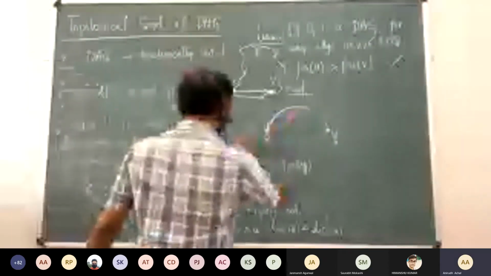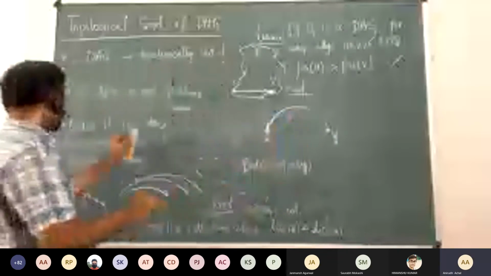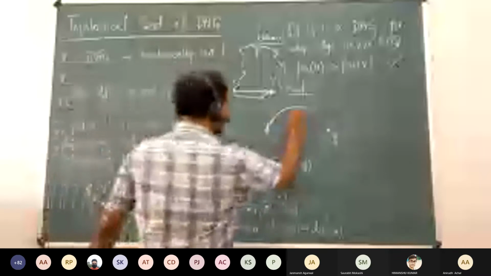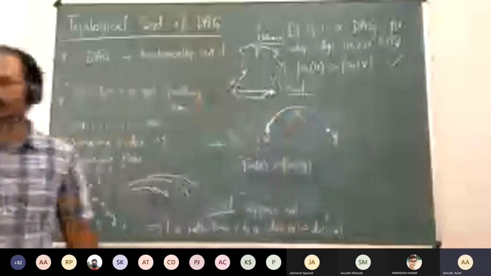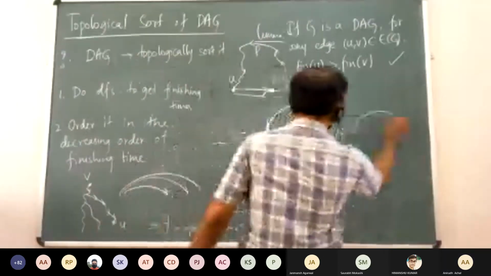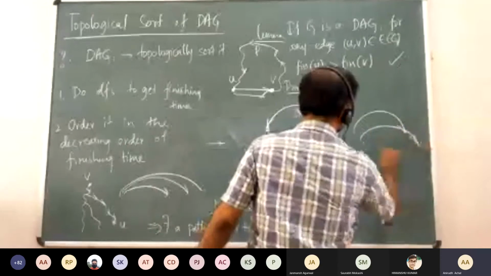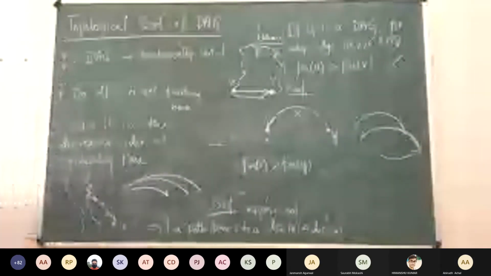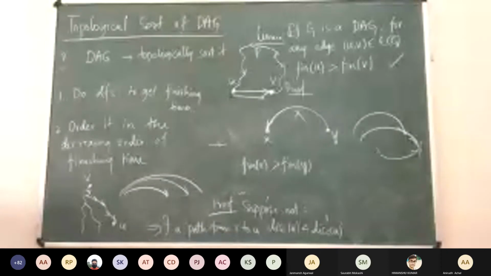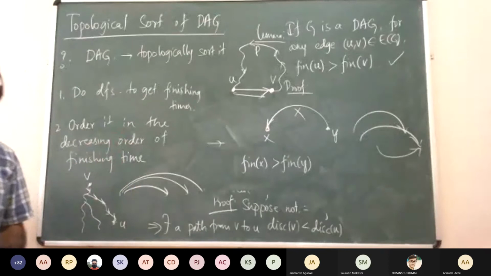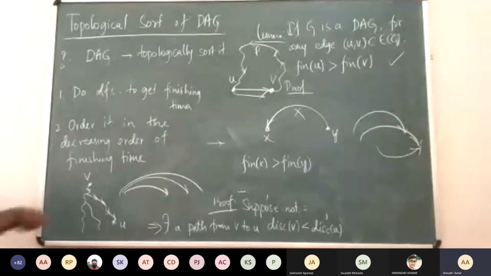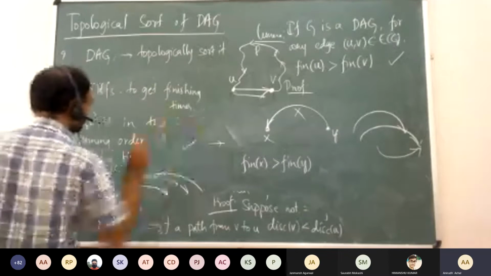So once we have ordered the vertices in the decreasing order of finishing times, such an edge is never possible. All edges are going from left to right, something like this. Which is the definition of topological sort. So once you take all the vertices in the decreasing order of their finishing times, you will always get the topological sort of the graph. Which means that the algorithm is indeed correct.